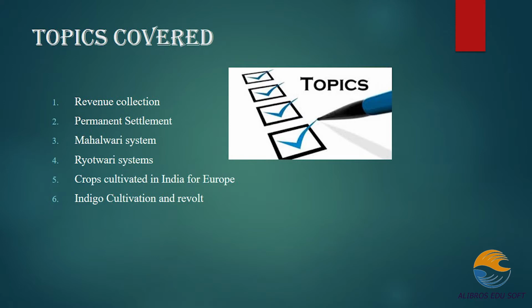Then we will be dealing with different types of crops the British cultivated in India for selling in Europe, and also indigo cultivation in India during the period of British rule, and the problems or the crisis which evolved as a result of indigo cultivation in India. Later on we will deal with the revolt on indigo, and also we will study the Indigo Commission appointed. So let's begin with the chapter.